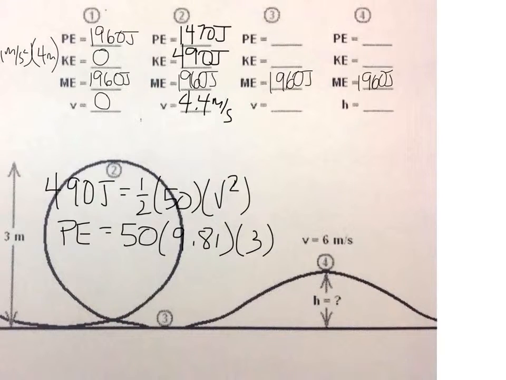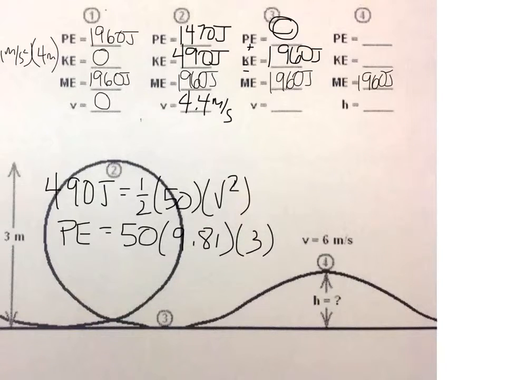Location 3, right outside the loop, we can see the object is at ground level. So the height here is 0, which makes for a very simple potential energy calculation. If your height is 0, you have no potential energy, no gravitational potential energy at least. And so we can figure out kinetic energy again by looking at the total of PE plus KE equals ME. So this kinetic energy has to be 1960. It's the only way to make them add up to the total mechanical energy.